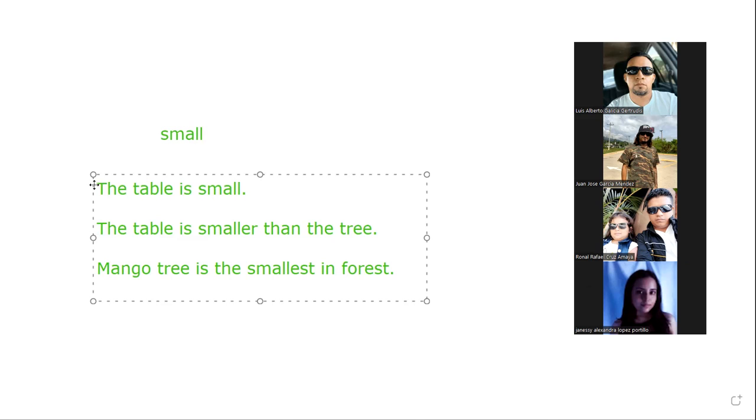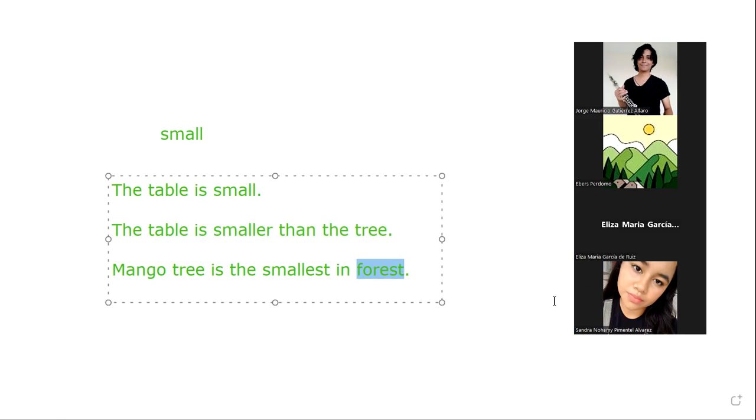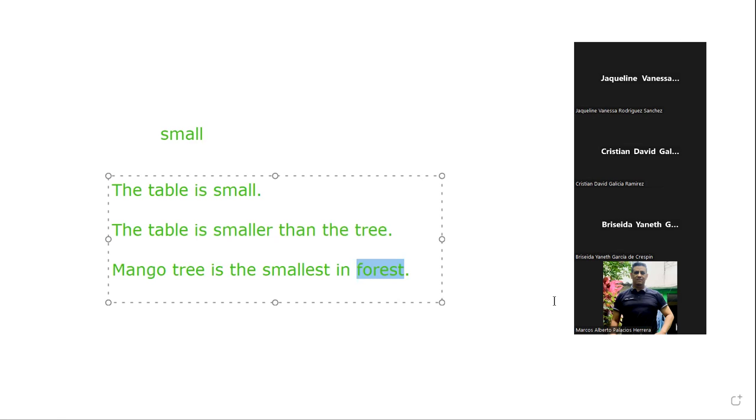So you have the first one, which is the normal, right? Adjectives, where you say, oh, the table is small. In the second one, you compare between the table and a tree. And the third one, you compare a mango tree in like a group, in a forest. Okay, that's the way you do it with these ones, okay?